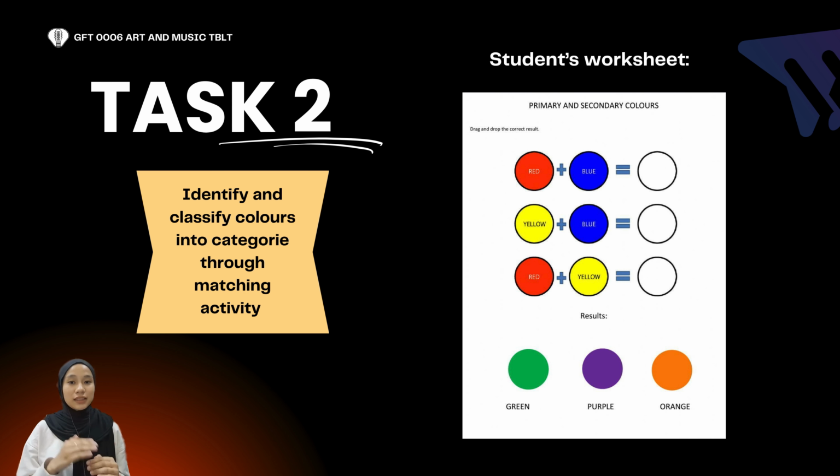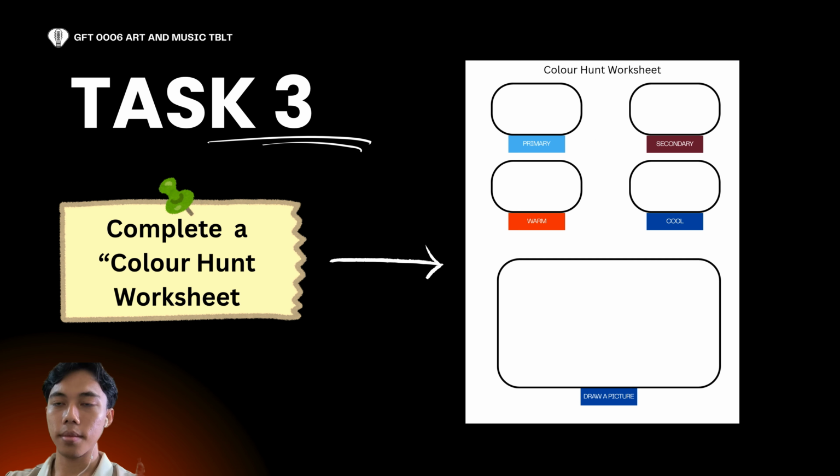Moving on to the second task, this task is done individually. Basically, students will be given a worksheet about primary and secondary colors. They need to match the colors according to the YouTube video that they have watched before.